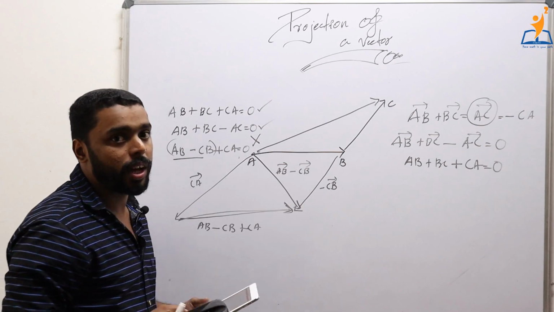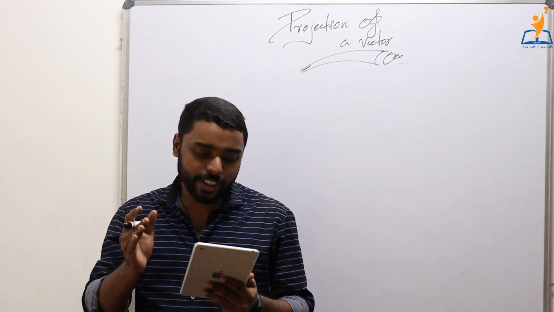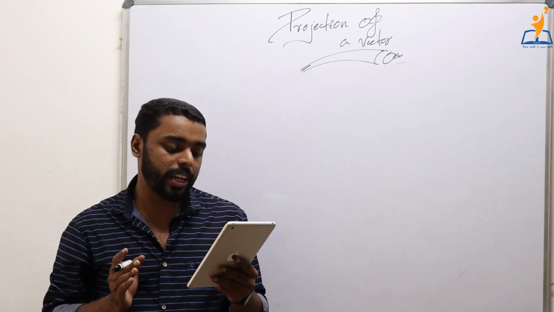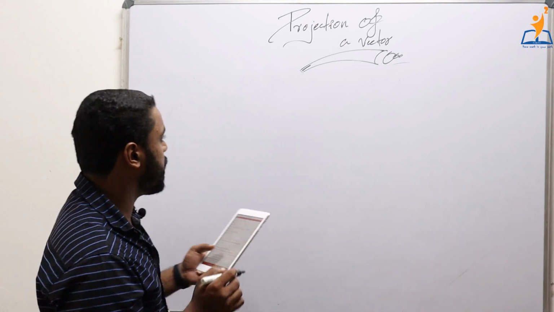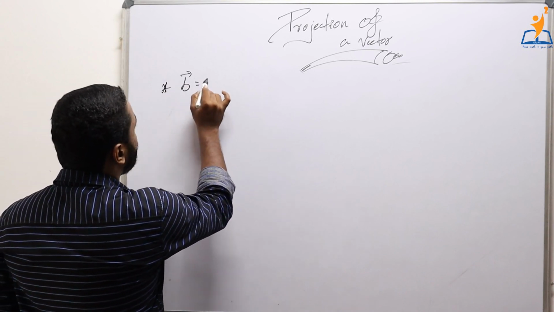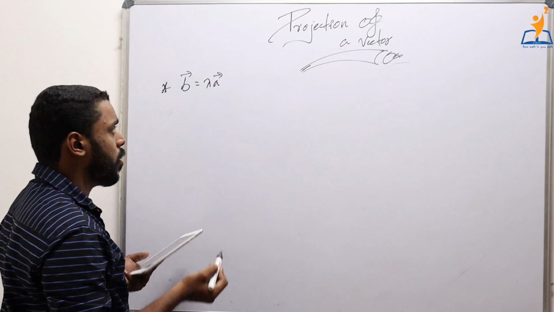Now we shall move to the last question. If A bar and B bar are two collinear vectors, then which of the following is incorrect? First option, B bar is equal to lambda A bar. Of course this is true.